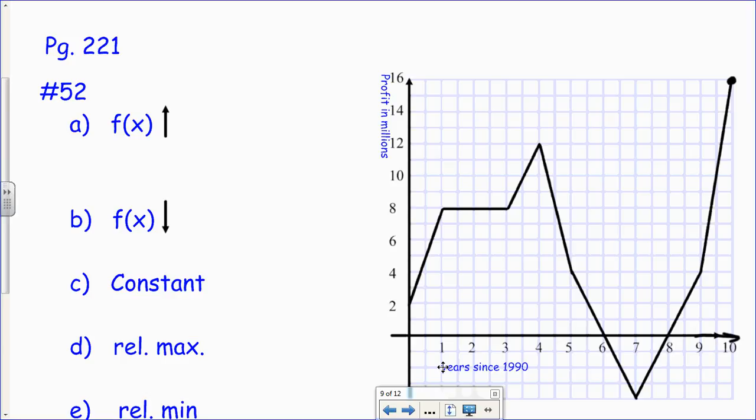Okay, so part A, what do you think this is saying? F of X with this arrow. Increasing. So that's wanting to say, when is the graph increasing? So let's go through. I see it's increasing from here to here. And then I increase again from here to here. And then I'm decreasing, decreasing, and then increasing, increasing.